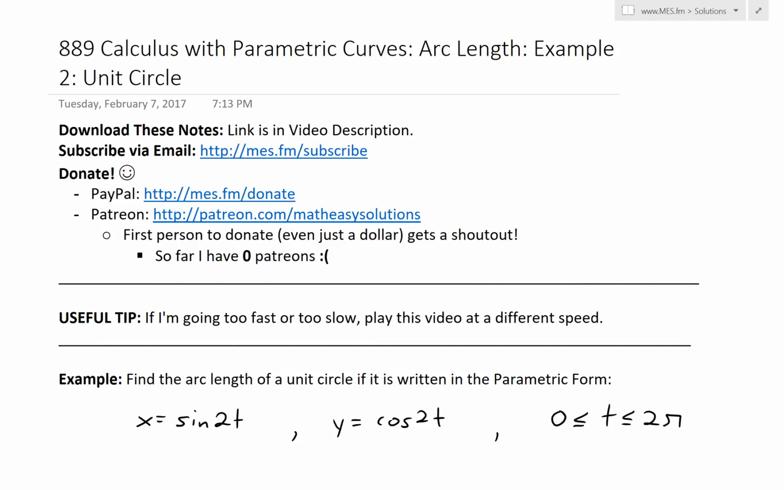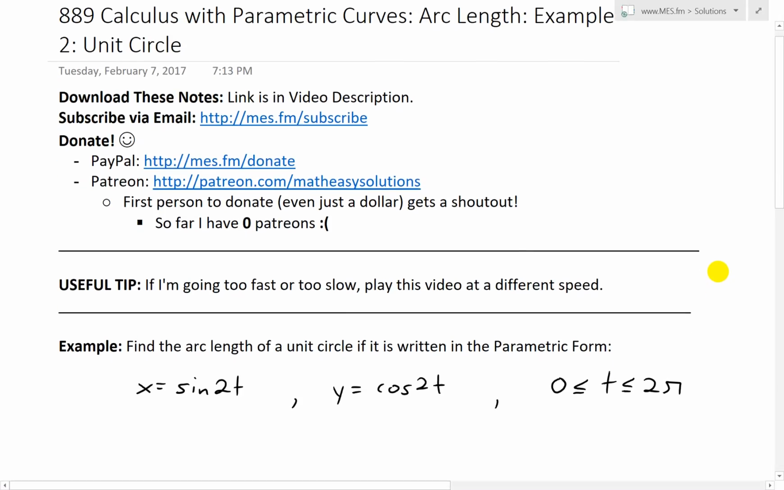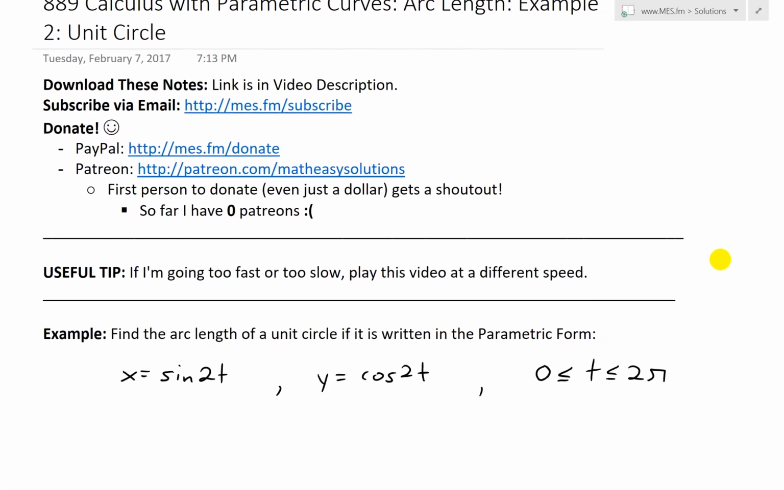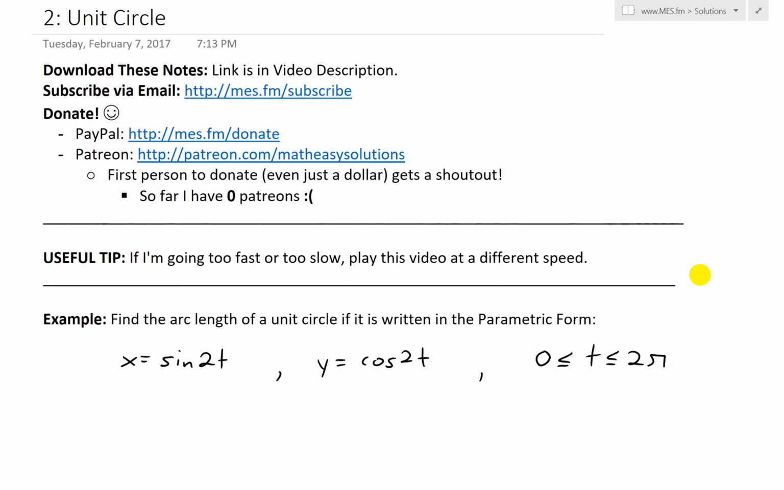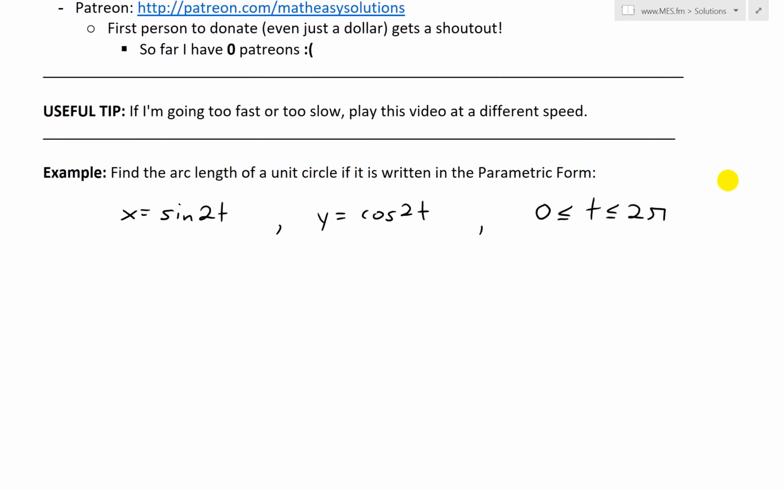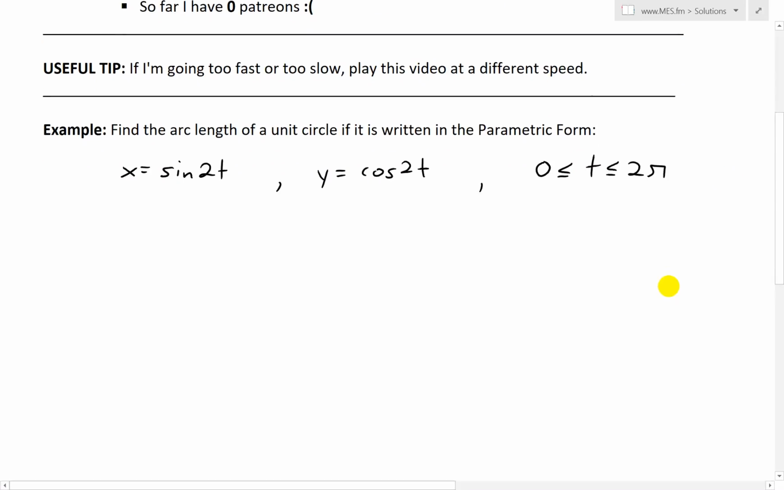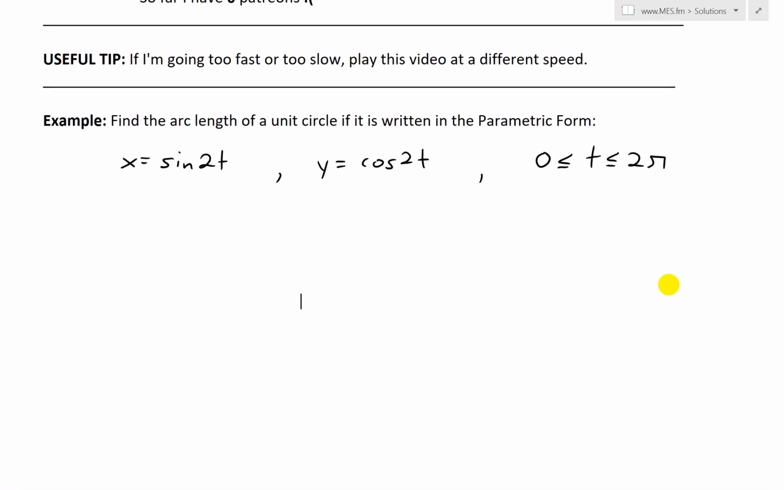To discuss further into calculus with parametric curves, let's look at example 2 of the arc length series and go over the unit circle example again. Recalling example 1, I went over the arc length of a unit circle and showed that it is just the circumference of a circle. In our case, a unit circle is just a radius r equal to 1, so we had the circumference equal to 2 pi. Make sure to watch example 1 to see that.